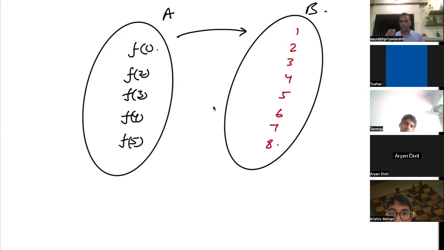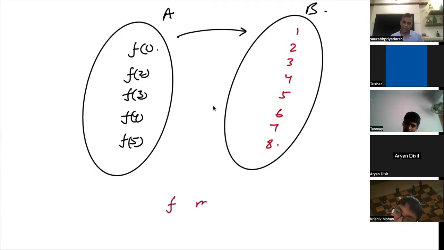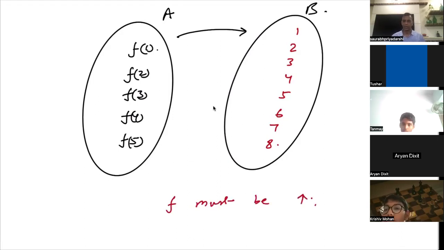The condition is that the function must be increasing, strictly increasing. What is the meaning of strictly increasing? F5 must be greater than F4, must be greater than F3, must be greater than F2, and every number is greater than the previous. In how many ways can we map the function?